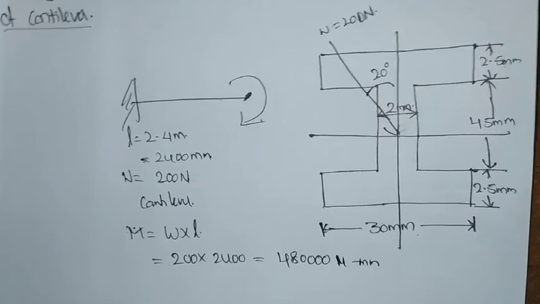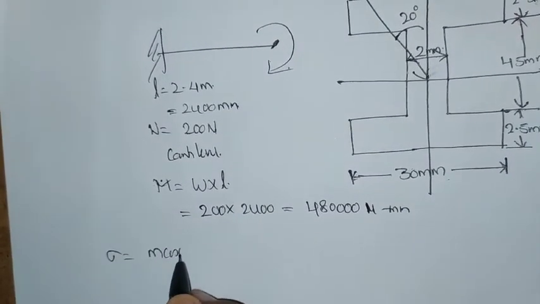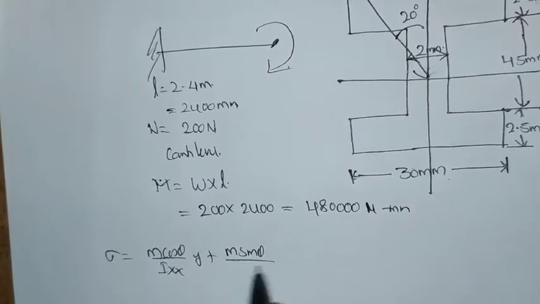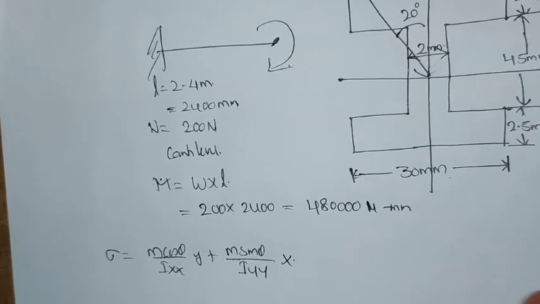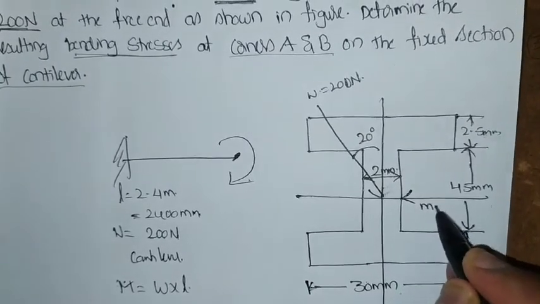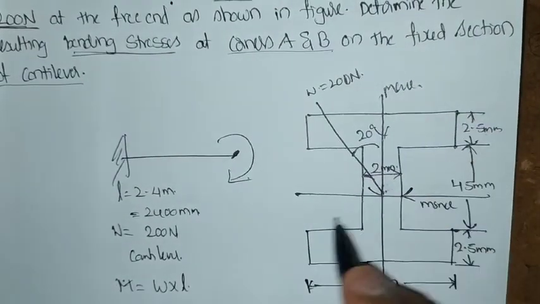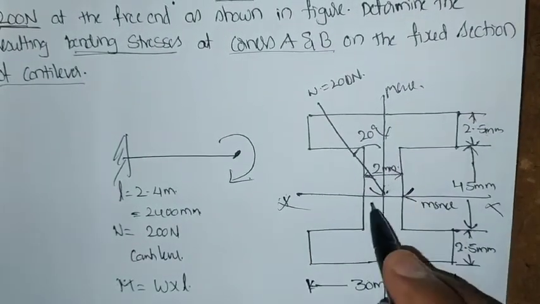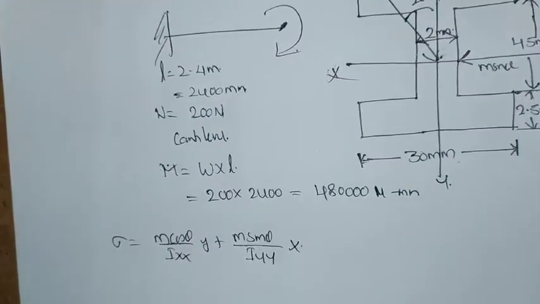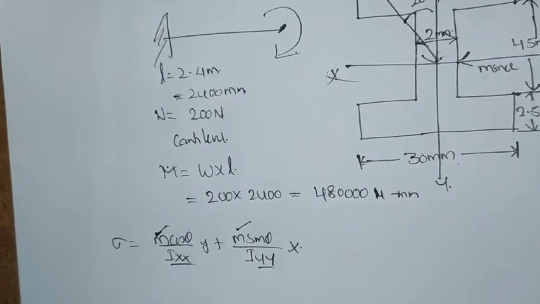Now the formula for the stresses with respect to the symmetrical axes is sigma is equal to M cos theta by Ixx into y plus M sin theta by Iyy into x. This depends upon the figure. If you see the figure, if the load is acting in this direction, this is M sin theta and this is M cos theta. M cos theta by Ixx, M sin theta by Iyy into the x component. Like that we have to frame the formula. Then from this we have calculated the value of M. Now we will calculate the value of Ixx and Iyy.